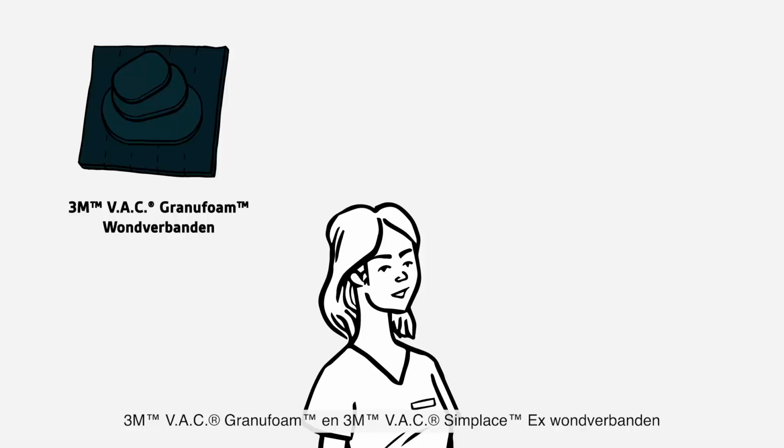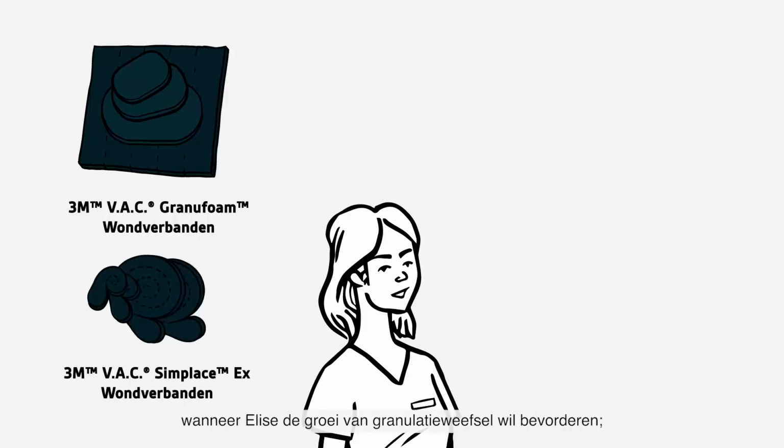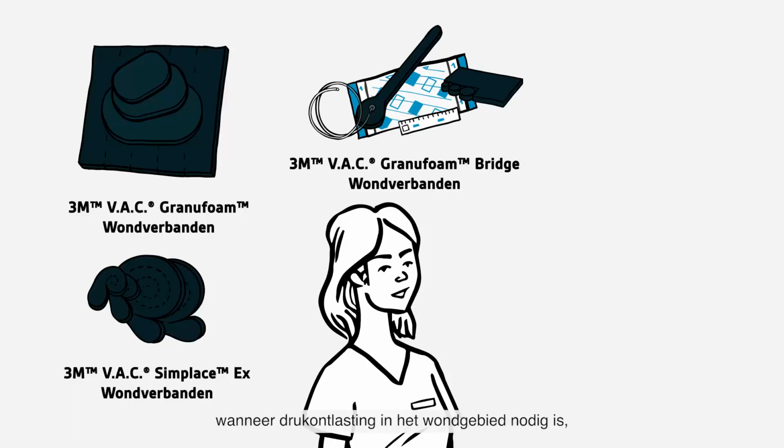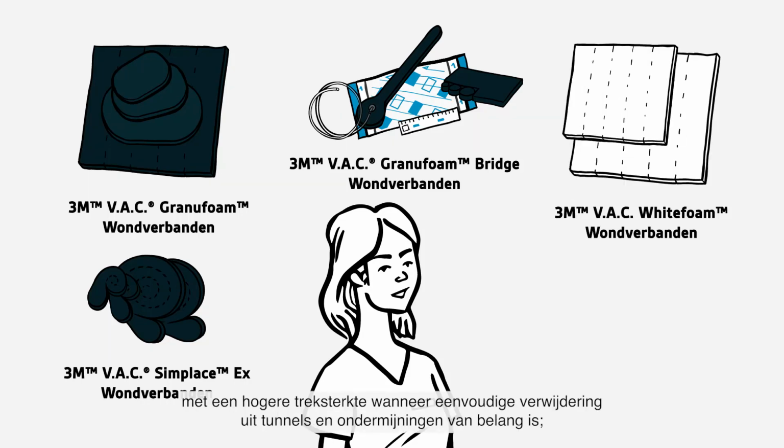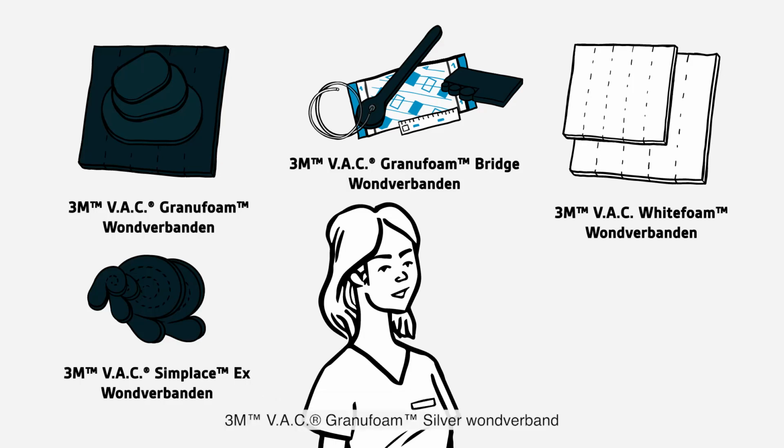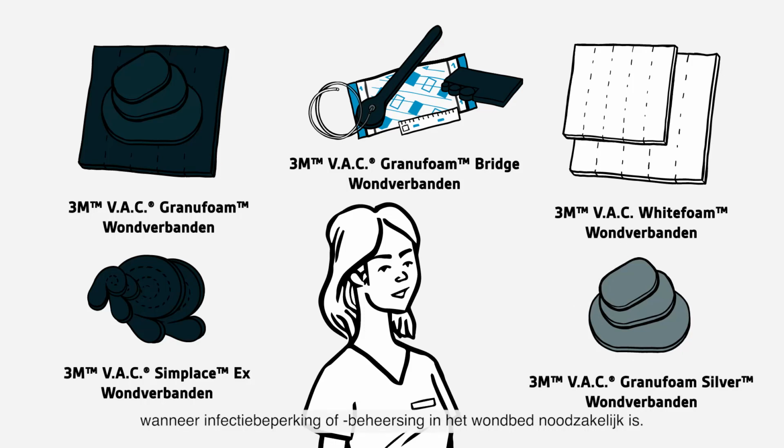VAC granufoam and VAC simplex dressings when Elise requires granulation tissue growth. VAC granufoam bridge dressing when offloading at the wound site is required, perhaps at a sacral pressure ulcer or foot ulcer. VAC white foam dressing, with its higher tensile strength, allows for easy removal from tunnels and undermining. VAC granufoam silver dressing to help reduce or control infection.